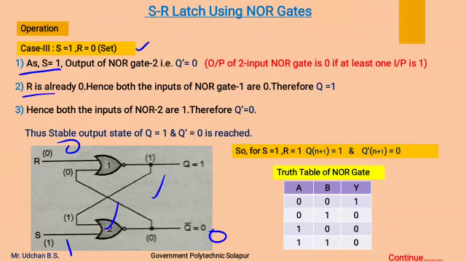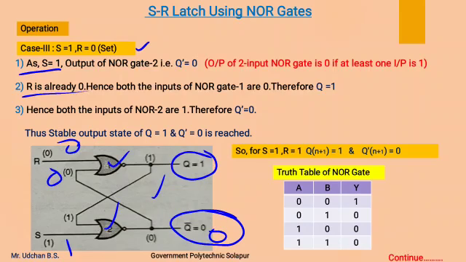Now R is already 0. Another input of NOR gate 1 is 0 as Q complement becomes 0. So both the inputs of NOR gate 1 are now 0. Therefore the Q will become 1. For 0 0, the output will be 1. Therefore Q is 1 now.